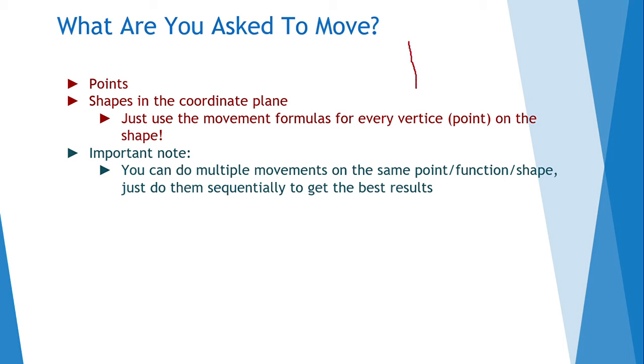For example, if you're moving a square, sorry for the wonky square, you're going to have to perform the operations to every vertex of the square, every corner. So you're going to have to perform operations to 4 points in total. On a side note, you can perform multiple operations to one point, such as translating and reflecting it, or reflecting it over the x-axis and then over the y-axis. Just make sure to do these operations sequentially to get the best results.